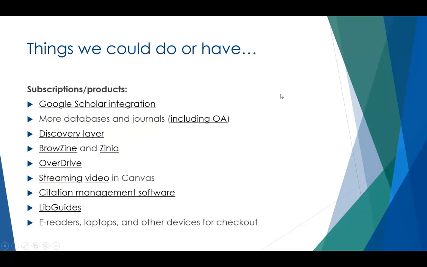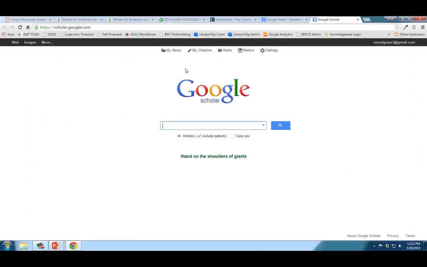Okay, so now these are some ideas of things that we could do or that we could acquire. And a lot of these are subscriptions or products. So one of those things is Google Scholar integration. So I don't know if you guys have used Google Scholar a lot. I know I've shown it to a lot of your classes.